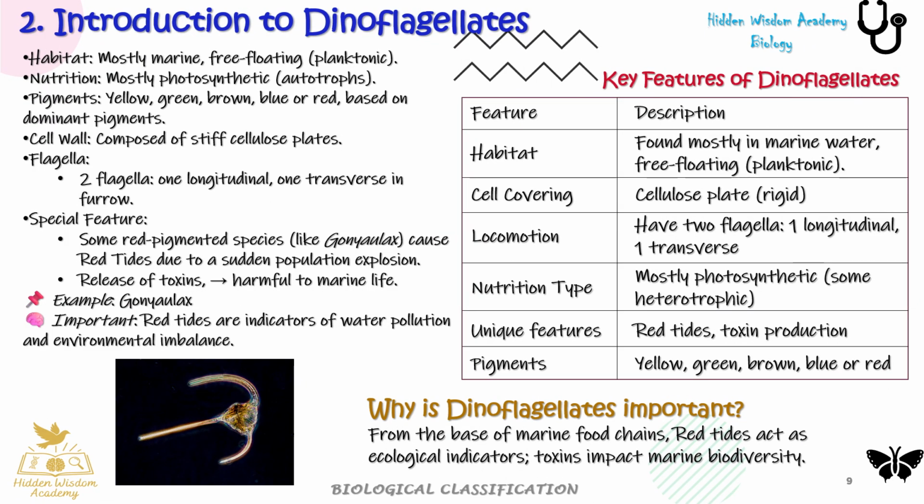Second, introduction to dinoflagellates. Habitat: they are mostly marine, free-floating, planktonic. Nutrition of dinoflagellates: they are mostly photosynthetic autotrophs. They have few pigments such as yellow, green, brown, blue or red, based on dominant pigments. They have a cell wall that is composed of stiff cellulose plates. Flagella: they have two flagella, one longitudinal, one transverse in a furrow.